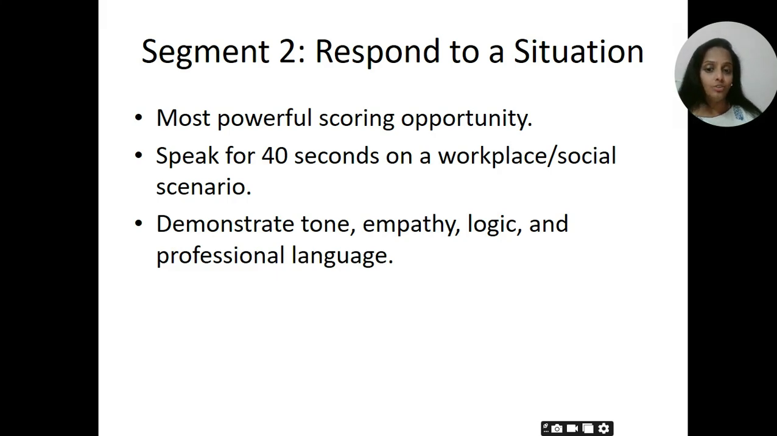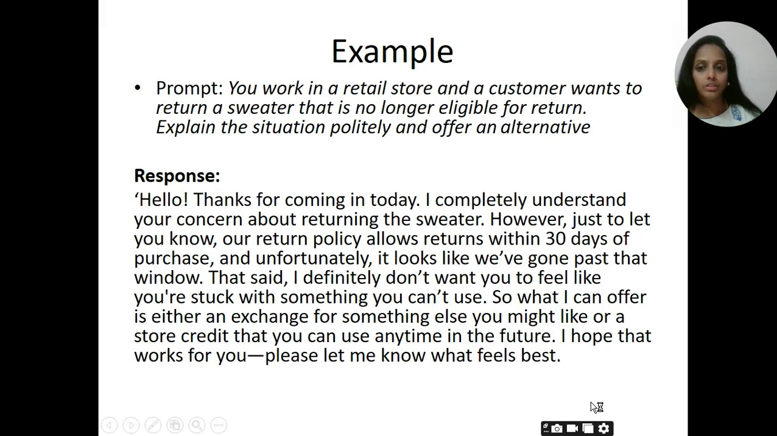Got it? So let's look at the prompt here. So the prompt is: you work in a retail store and a customer wants to return a sweater that is no longer eligible for return. You have to explain the situation politely and try to offer an alternative. So this is how a high scoring sample response should be.